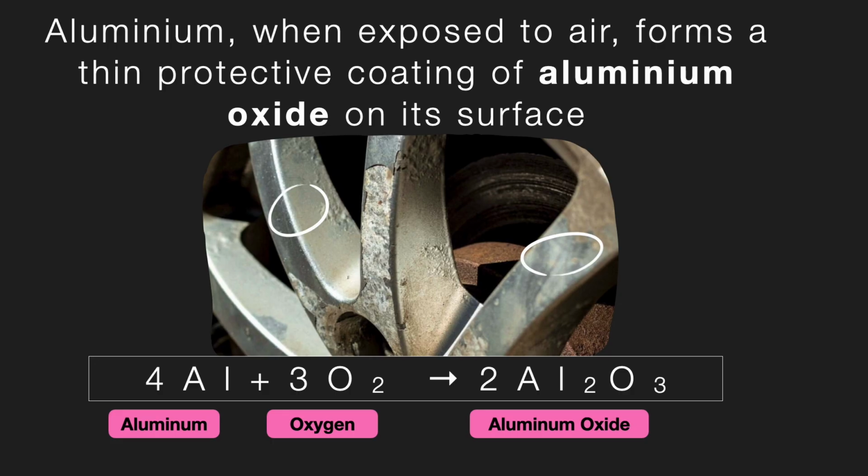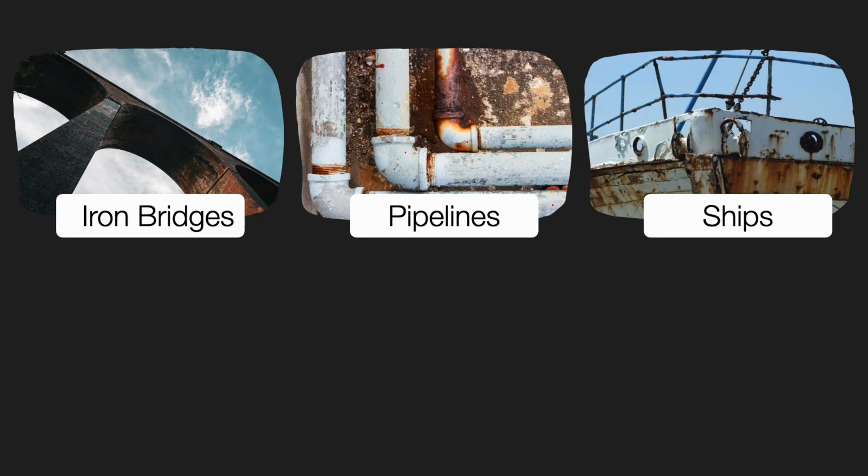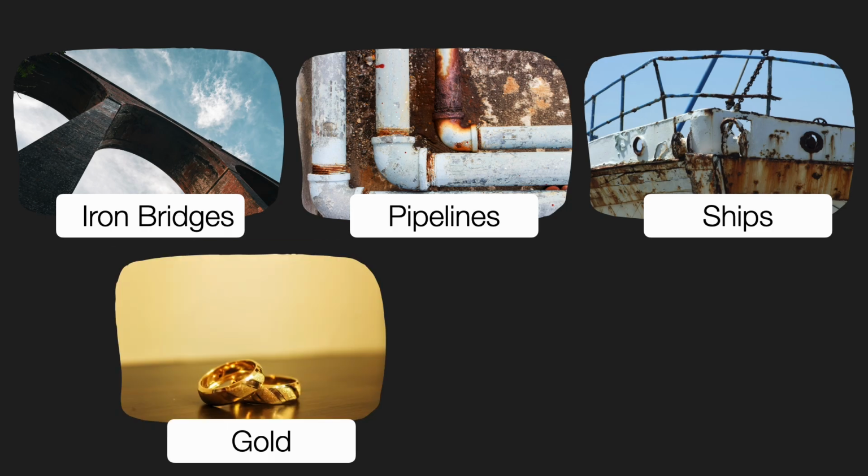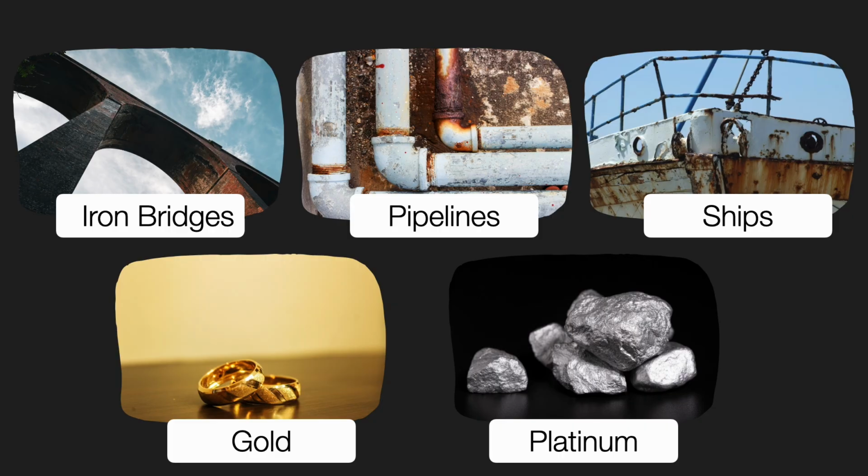See, corrosion not only damages objects, but also causes huge financial loss every year. Iron bridges, pipelines, and ships get corroded and require regular maintenance because of it. On the other hand, metals like gold and platinum do not corrode at all. They always glitter. That's why they are called noble metals.